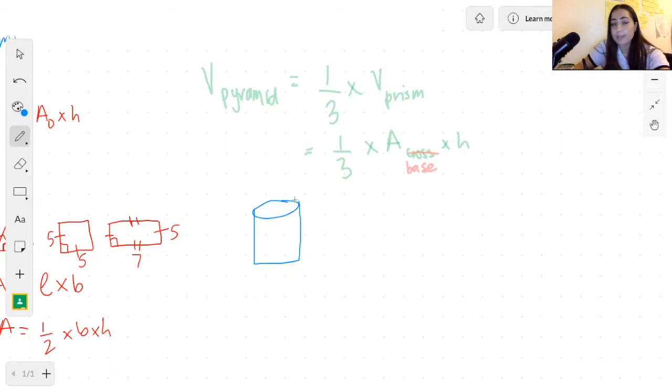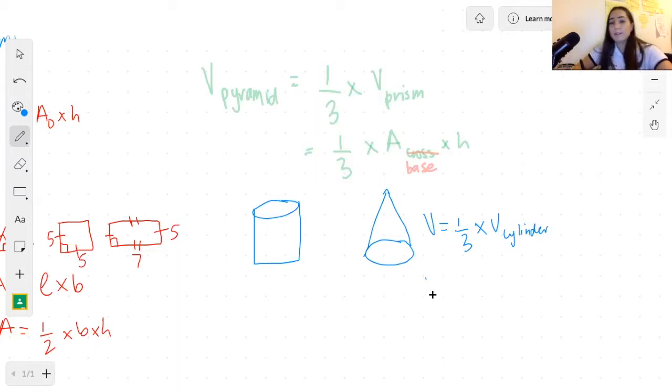So what that means is that we turn this into a pyramid with the same base. So it's got a circular base, but all the sides kind of join to a point to make a pyramid. Then the volume of this pyramid is a third of the volume of the cylinder. So all that means is, to find the volume of this pyramid, you take a third times the volume of the cylinder, which was the area of the circle times the height of the shape.